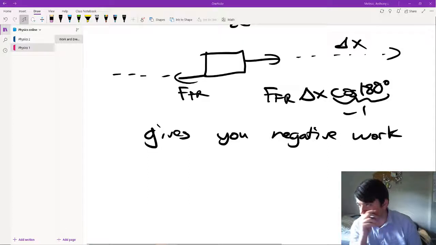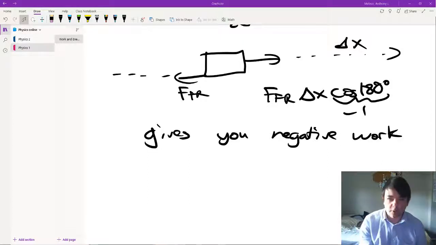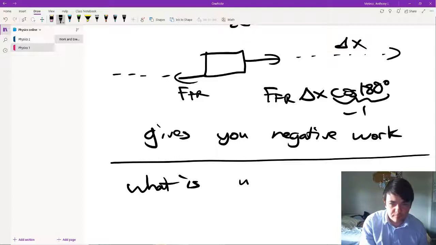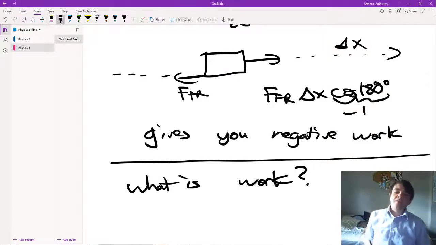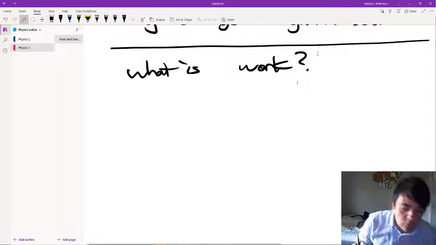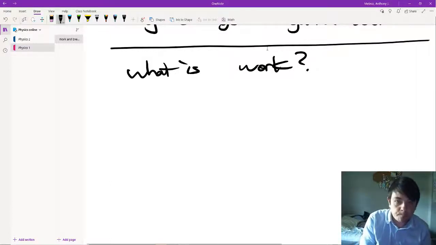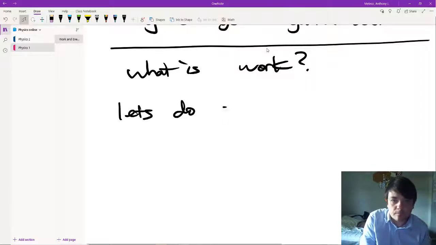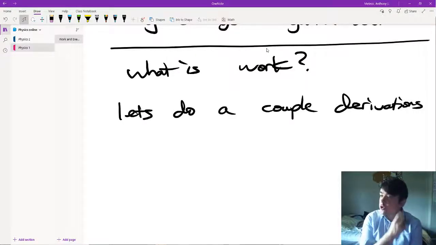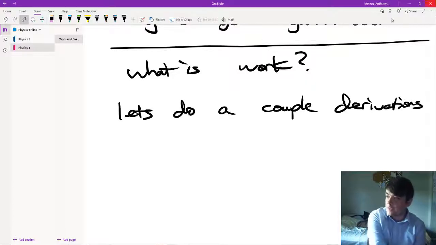So what is work then? I've told you that it's just the dot product or how similar two vectors are, but what is it really? Well, to answer that, I think the better way to do it is to derive some terms. So let's do a couple derivations, and this will maybe show you what work actually is.